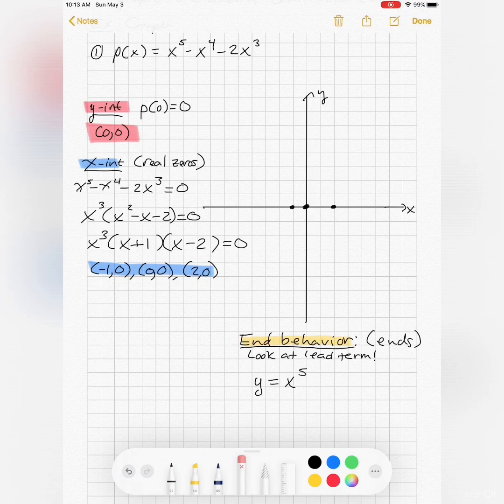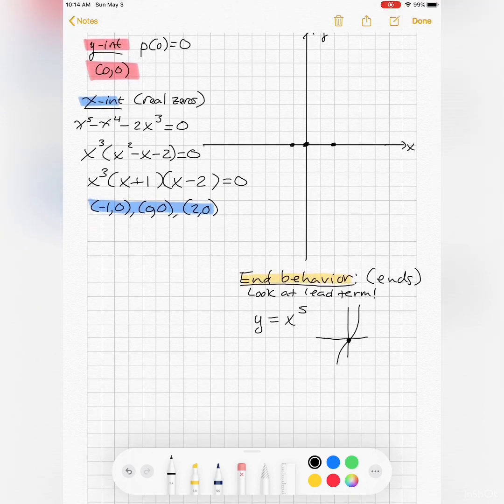Now, of course, that's only going to be helpful if I remember what the graph of y equals x to the 5th looks like. So that's a power function with an odd exponent. So remember, those look like x cubed. Okay, x cubed, x to the 5th, x to the 9th, x to the 49th. All of those look basically like x cubed, just skinnier as the exponent increases. But as far as the ends go, I know what happens here.